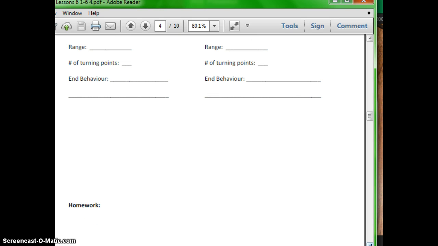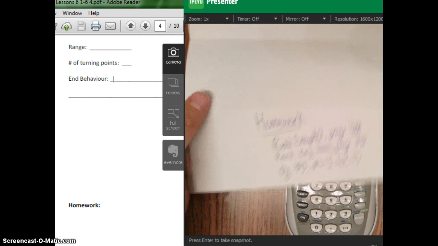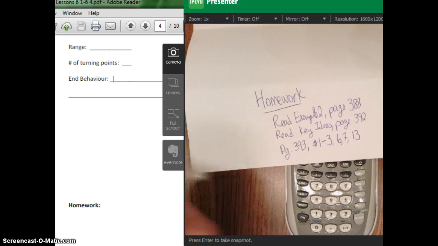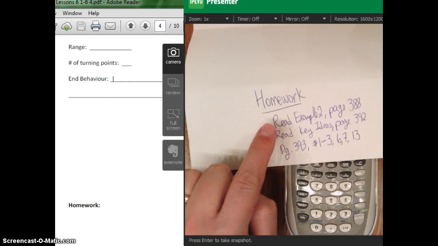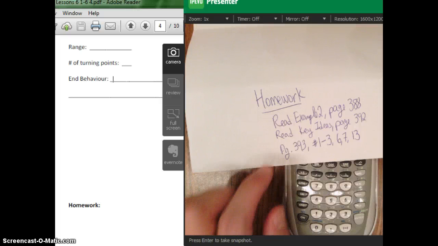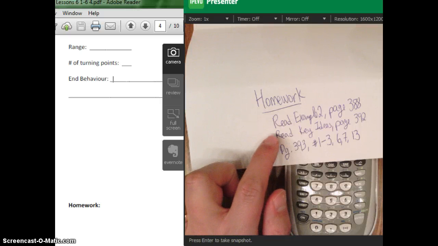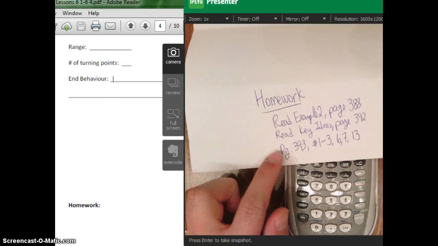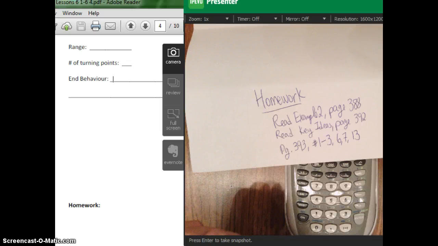I'd like you to get some homework done then. A couple things to do here, and let me just zoom in on it. Boom, there you go. All right, I want you to read example 2 on page 388. This is an excellent example. It's really well done. Read the key ideas. That's just the summary of this section on page 392. And then on page 393, we've got questions 1 to 3, 6, 7, and 13.